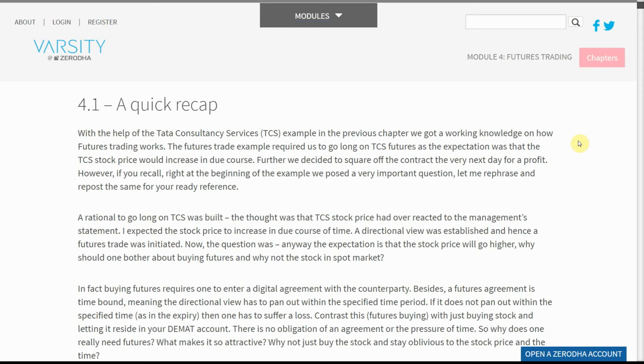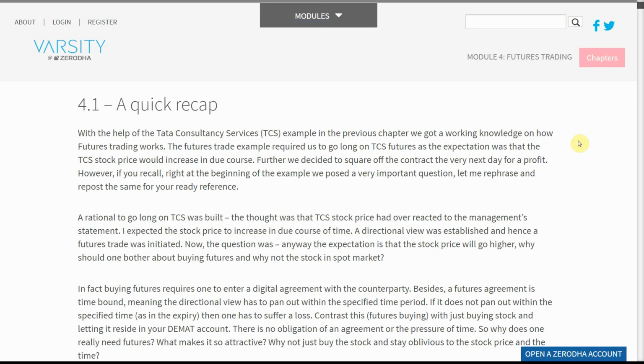With the help of the Tata Consultancy Services (TCS) example in the previous chapter, we got a working knowledge of how futures trading works. The futures trade example required us to go long on TCS futures as the expectation was that the TCS stock price would increase in due course. Further, we decided to square off the contract the very next day for a profit.